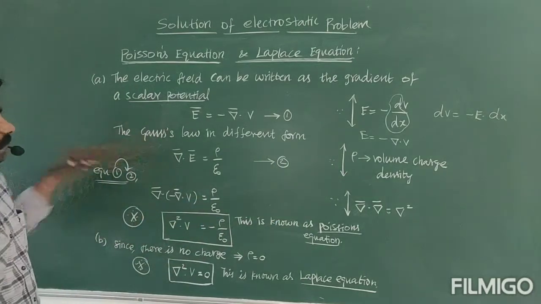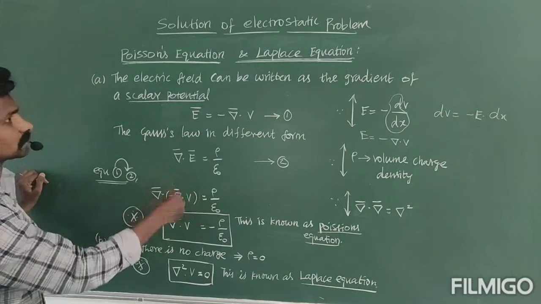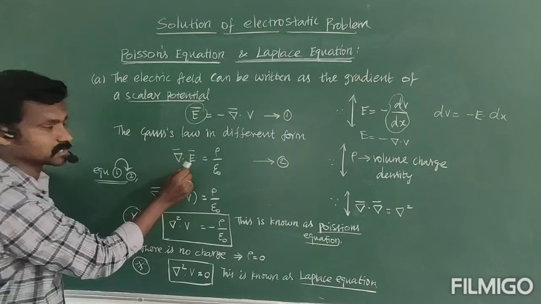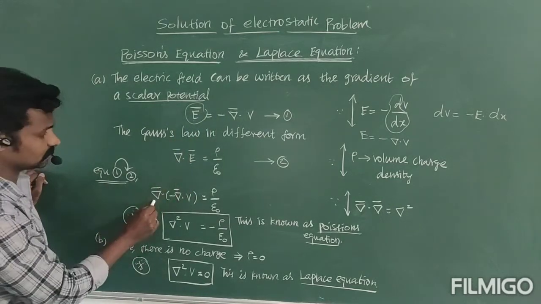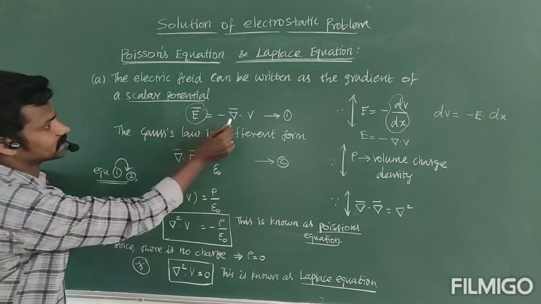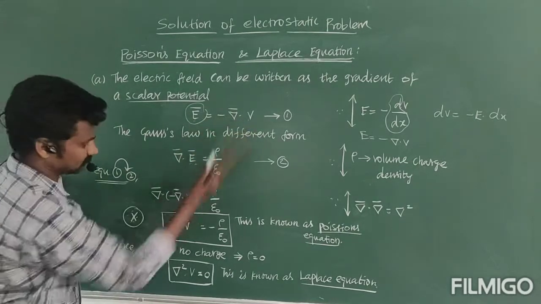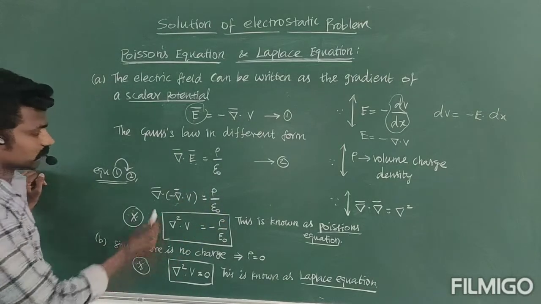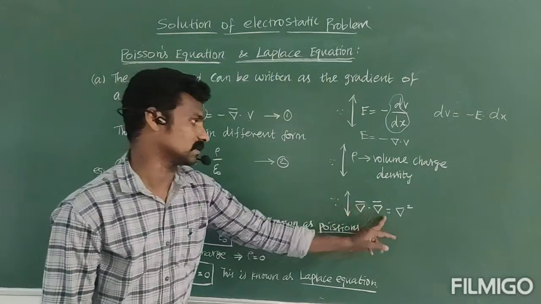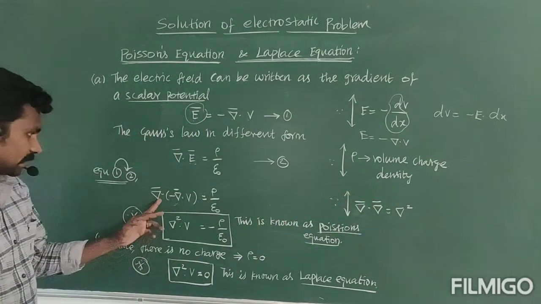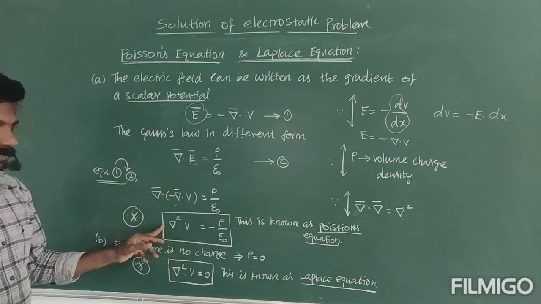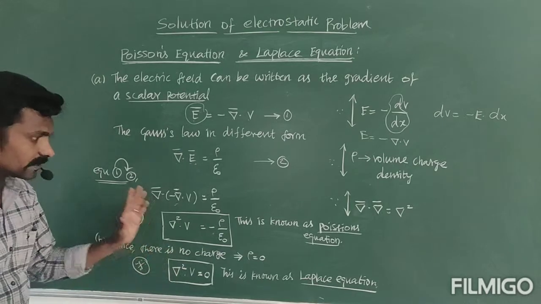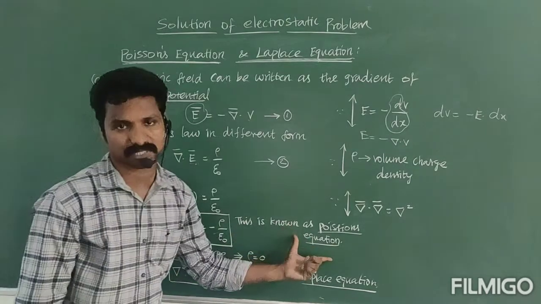So here, equations 1 and 2. Just substitute the E value from equation 1 into equation number 2. Instead of E I can write minus del V, so del dot del V is equal to rho divided by epsilon naught. We know del dot del can be written as del square, so del square V is equal to minus rho by epsilon naught. This is a very important formula, known as Poisson's equation.